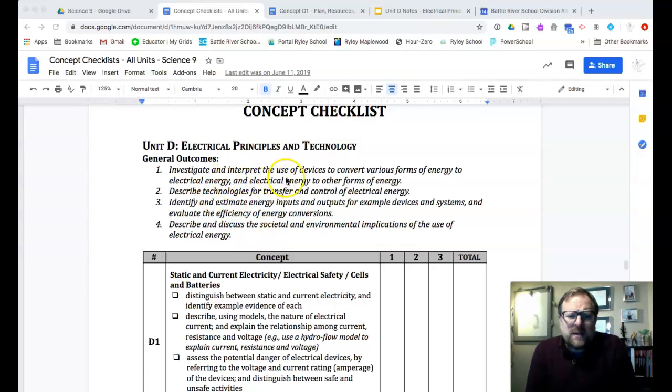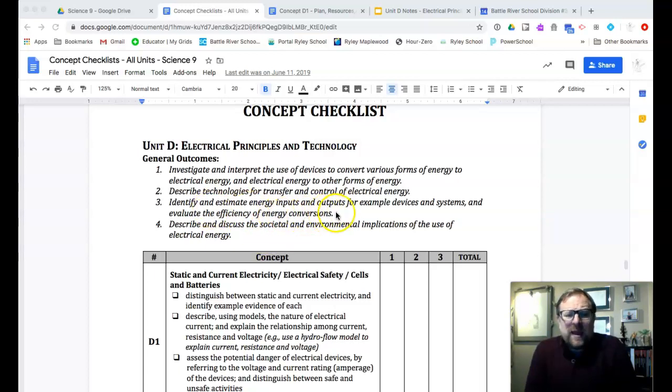So we are going to investigate and interpret the use of devices to convert various forms of energy to electrical energy and electrical energy to other forms of energy. So we'll talk a little bit about energy conversion, which is a big idea in science in this unit, and we'll look at going from one form of energy to electricity and from electricity to another form of energy. So we'll play around with those. We're going to describe technologies that transfer and control electrical energy. So we're going to look at things that use electrical energy and what they do and what they're used for.